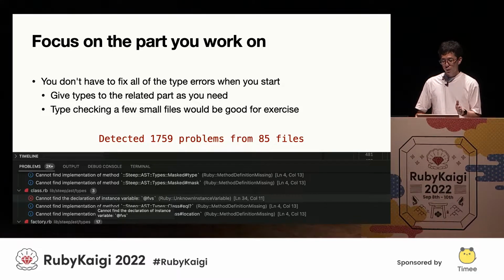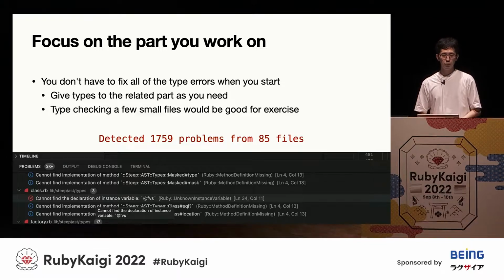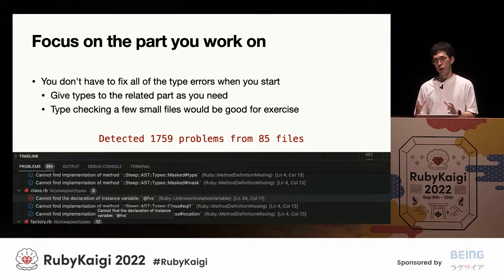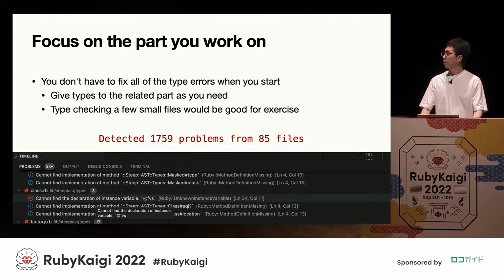I wanted to say that we have to focus on the part you work on. You don't have to fix all of the type errors when you start type checking. So you will work on some part of the Ruby code to add a new feature or to fix something. Then you write the RBS type definitions at that time.